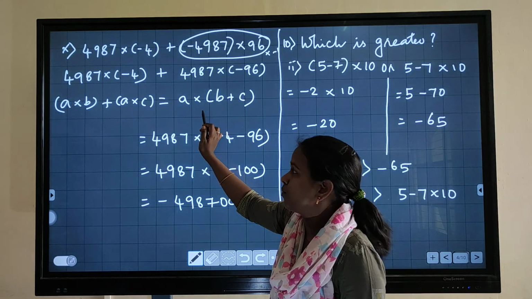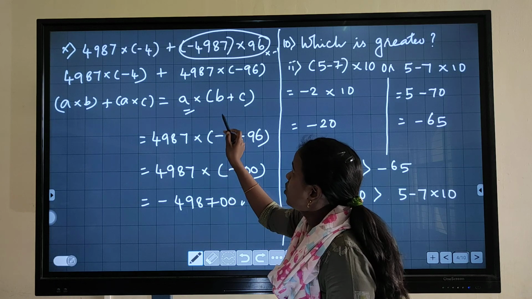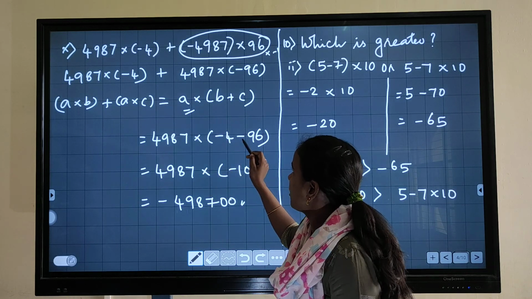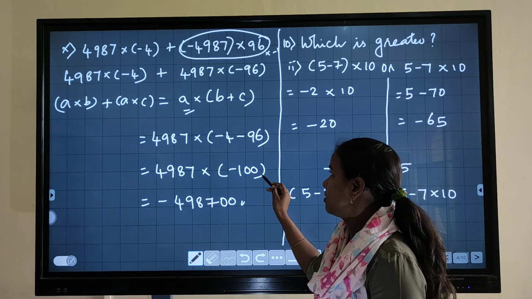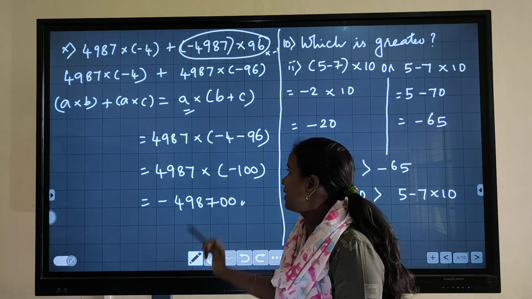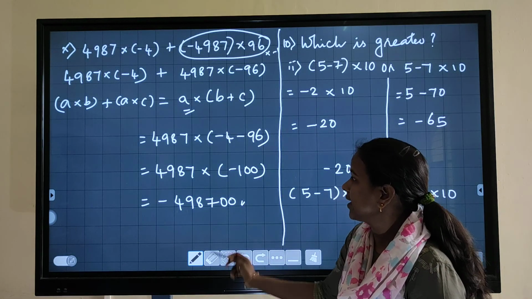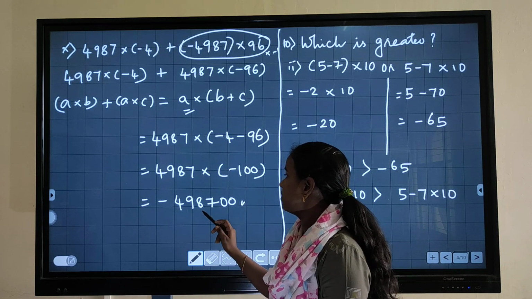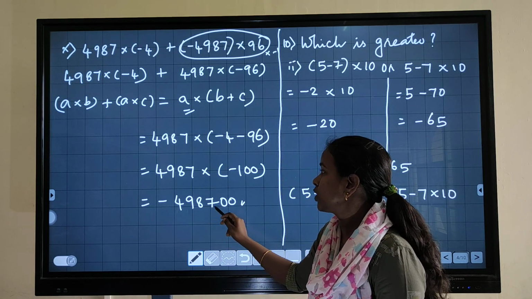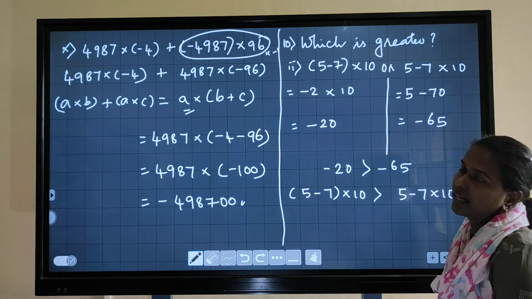So I am writing the formula here. What is the A value? 4,987, multiplied by, what is the B value? Minus 4 plus, what is the C value? Minus 96. If you add these two, you will get minus 100. So if you multiply minus 100 with 4,987, you will get minus 498,700.